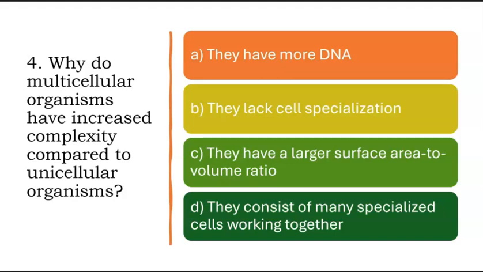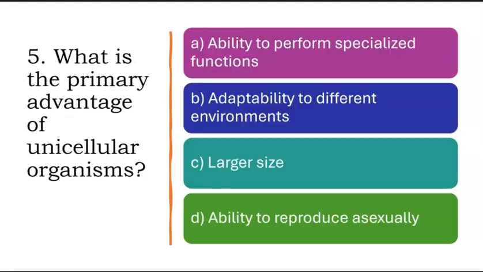Number 4, why do multicellular organisms have increased complexity compared to unicellular organisms? A. They have more DNA. B. They lack cell specialization. C. They have a larger surface area to volume ratio. D. They consist of many specialized cells working together.